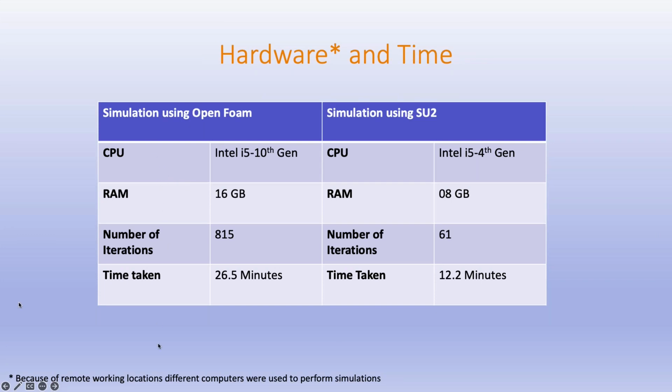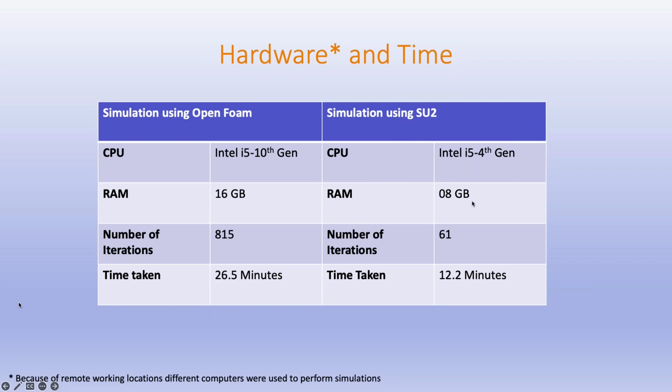So moving on to the hardware and time. Because of the pandemic and the remote work locations, we had to use different hardware to perform the simulations. The computer we used for the OpenFOAM simulation has an Intel i5 10th generation CPU and 16 GB of RAM. The number of iterations it took was 815, and the time taken was 26.5 minutes.